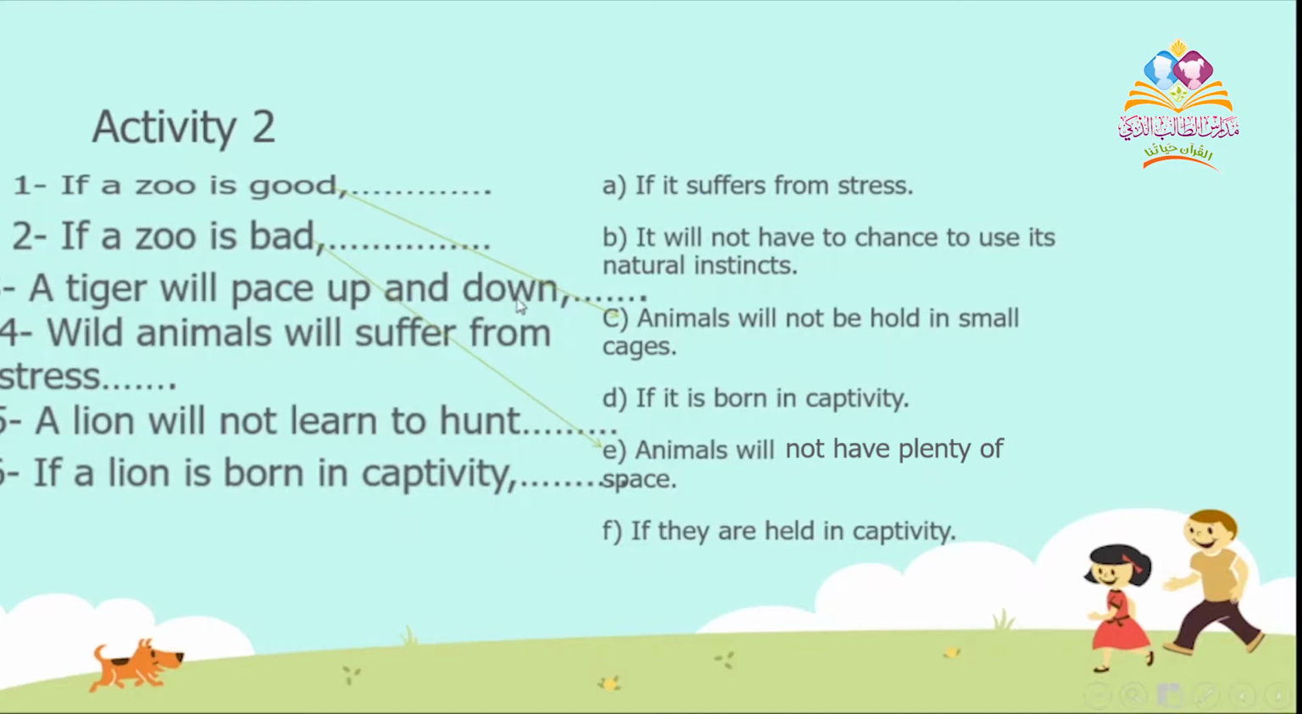A tiger will pace up and down if it suffers from stress. Wild animals will suffer from stress if they are held in captivity. A lion will not learn to hunt if it is born in captivity. Yes. If a lion is born in captivity, it will not have the chance to use its natural instincts.